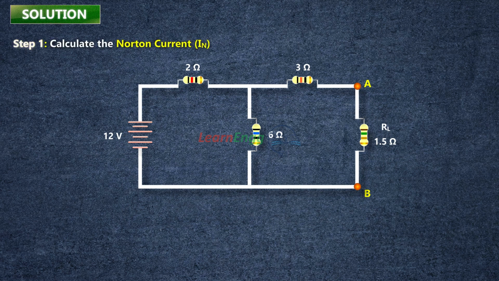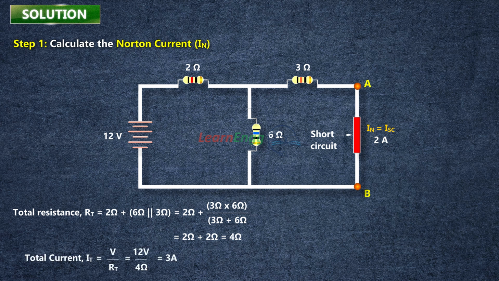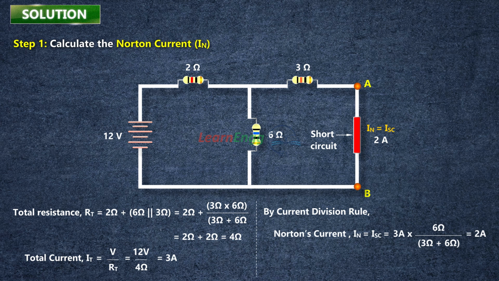Step 1. Calculate the Norton current. Place a short circuit across the output terminals A and B. Now, let's calculate the total resistance. Next, using Ohm's law, total current is 12 divided by 4, that's 3 amps. Now, apply the current division rule. So, the Norton current, IN, is 2 amps.